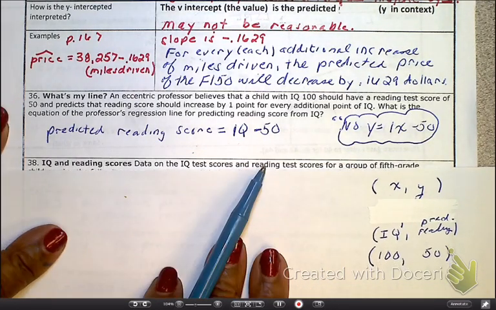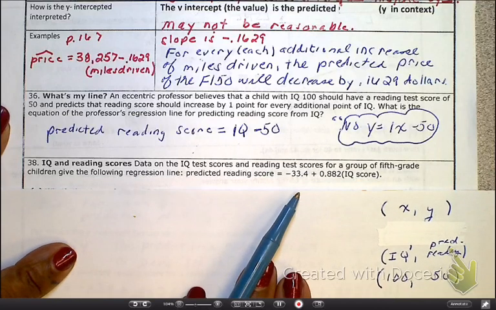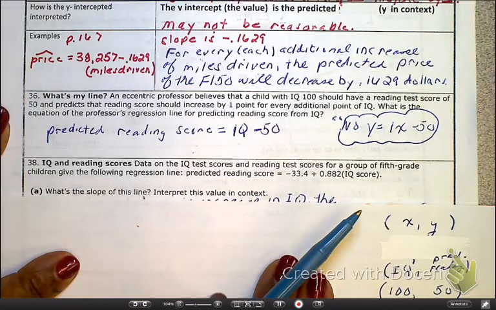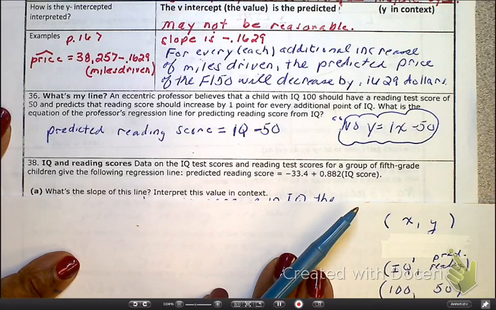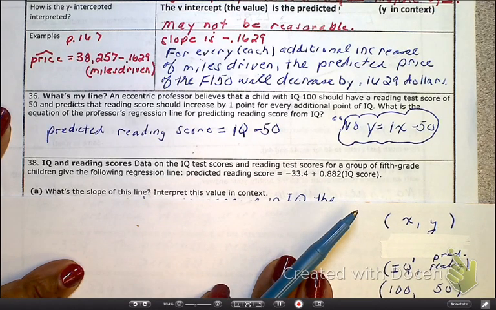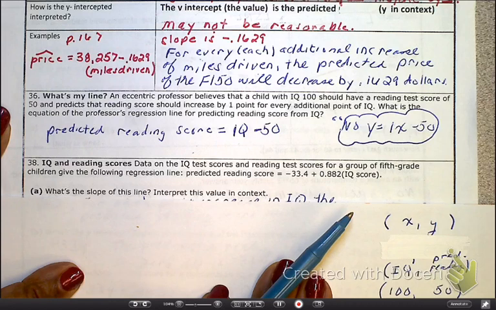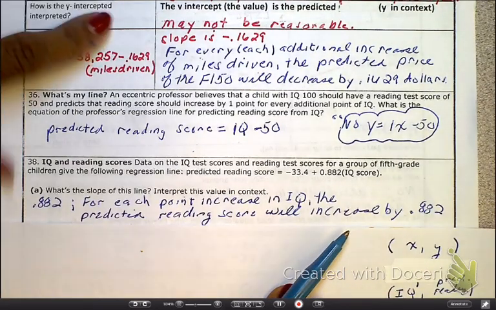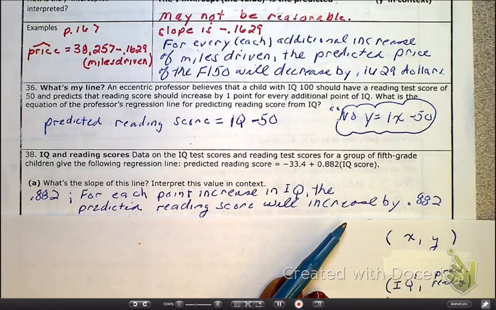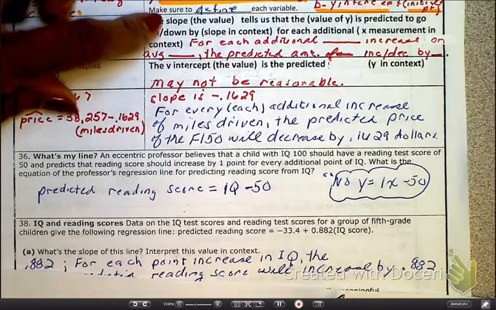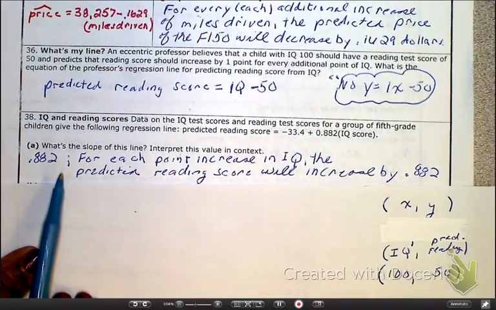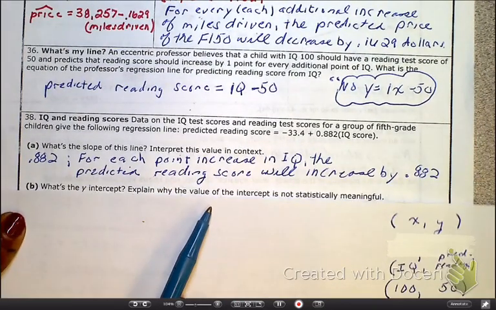Okay, now I'm going to look at number 36. Take a minute, read it. Now in this particular question, they're asking me for what is the slope. We want to interpret the value in context. This is what I was talking about a little earlier. I like the second, what I wrote in here, it mimics the book a lot better. So here, what is the slope? Here's my slope. Okay, define it.